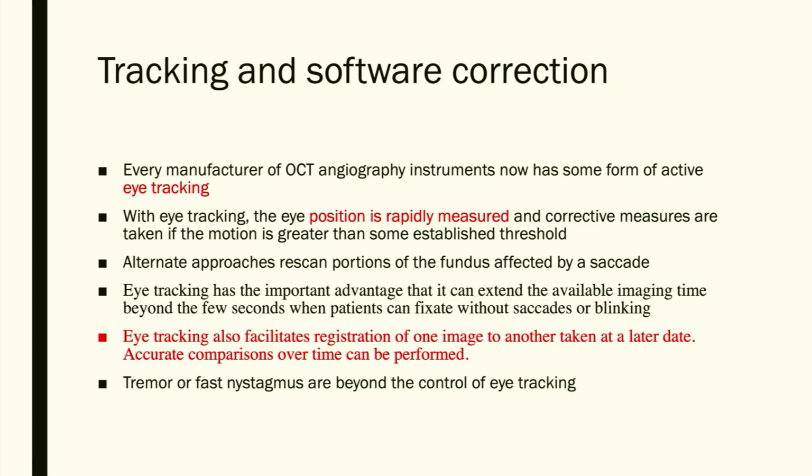Suppose I have taken a scan today, and after 1 month I want to take the scan again and see what is happening. How will we find that same place? Automatically, the machine will register. From the memory, when you ask it to register, it will go back to the place where the previous scan was taken and take the scan from the same site. So eye tracking and registration is available in the software.